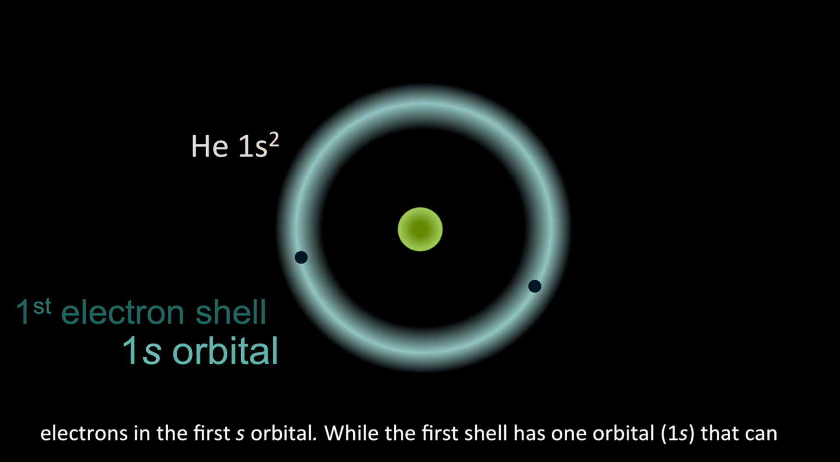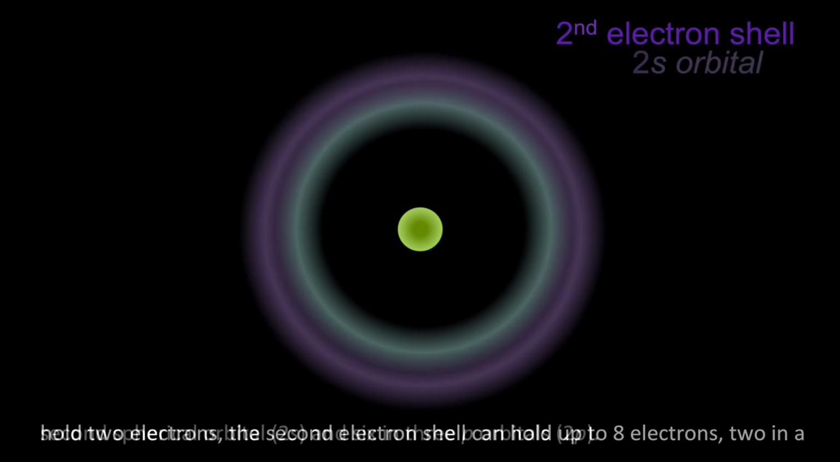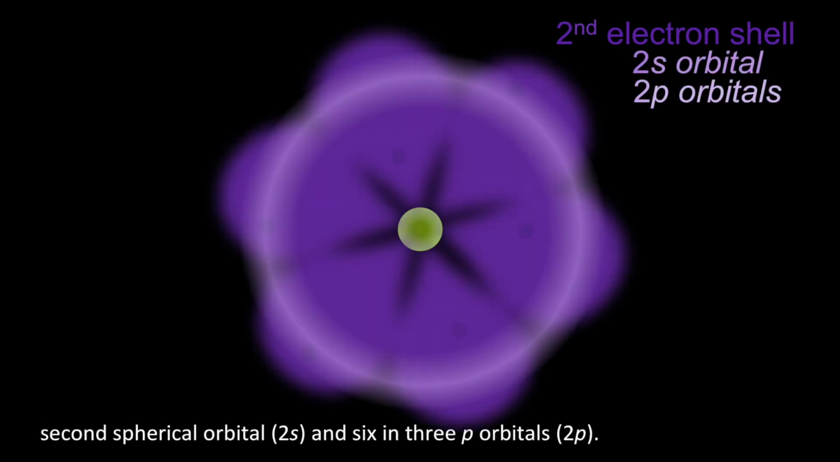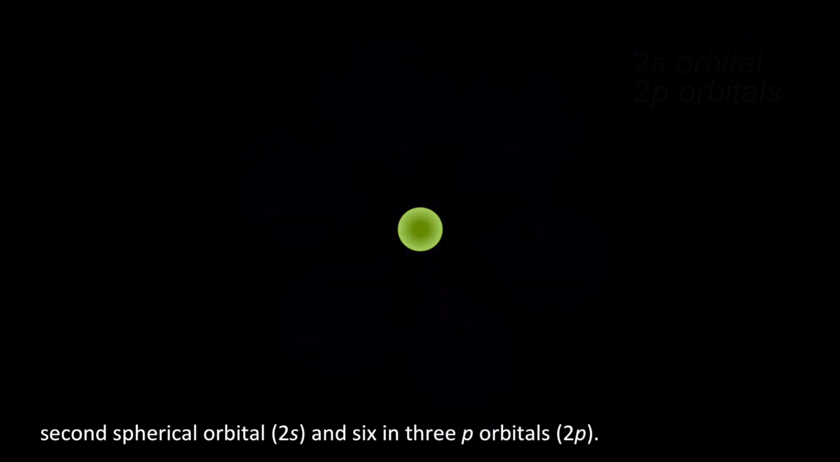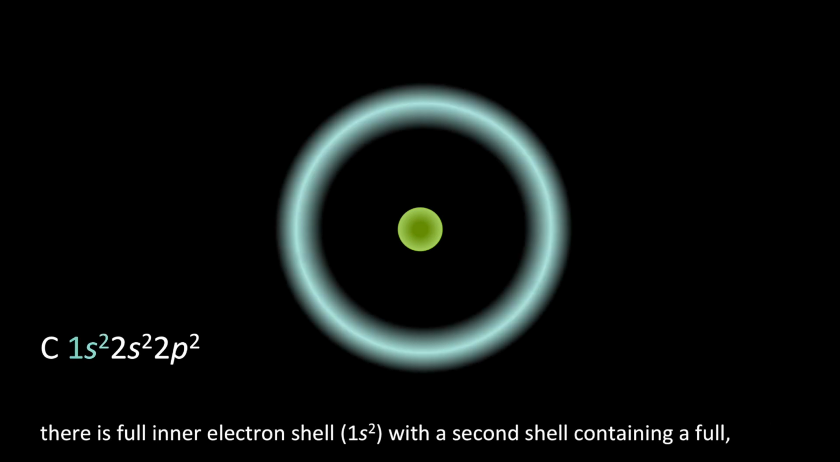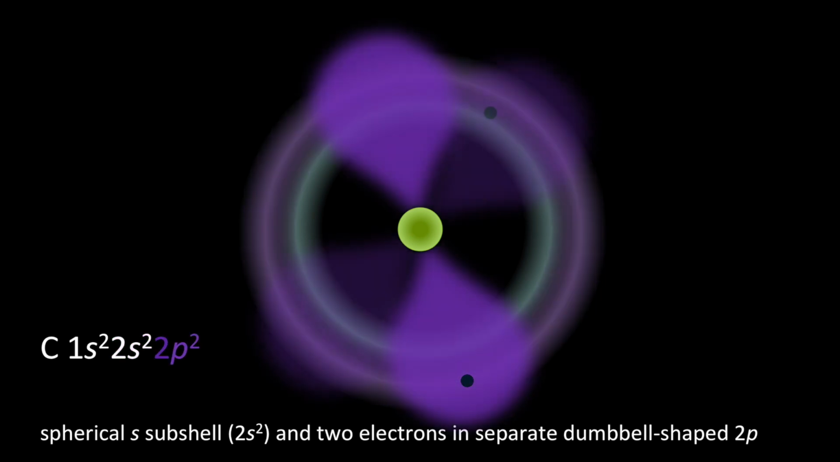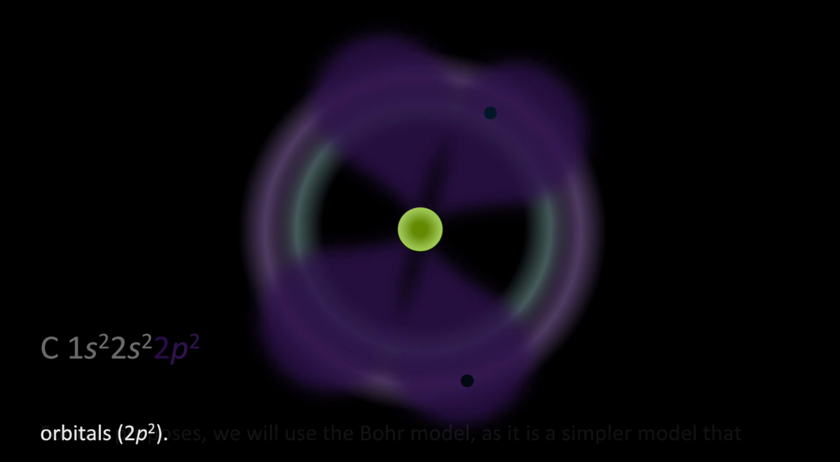While the first shell has 1 orbital, 1s, that can hold 2 electrons, the second electron shell can have up to 8 electrons. 2 in the second spherical orbital, 2s, and 6 in 3 p orbitals, 2p. The electron configuration of carbon is denoted as 1s2, 2s2, 2p2. This indicates that there is a full inner electron shell, 1s2, and a second shell containing a full spherical s subshell, 2s2, and 2 electrons in separate dumbbell-shaped 2p orbitals, 2p2.